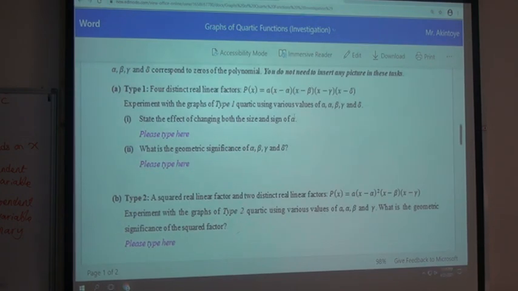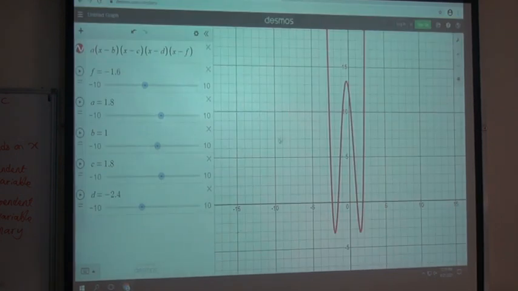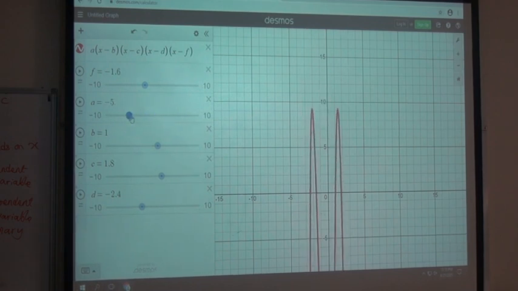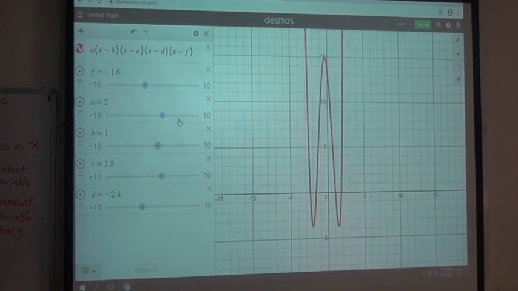Now, the effect of A. When you change the sign and size of A, what is the effect? When A is positive and as A increases, the graph stretches, but when A is negative, it reflects along the y-axis. No, I mean the x-axis. Along the x-axis. When A is negative, it will flip. Whether positive or negative, it stretches, and it just flips.